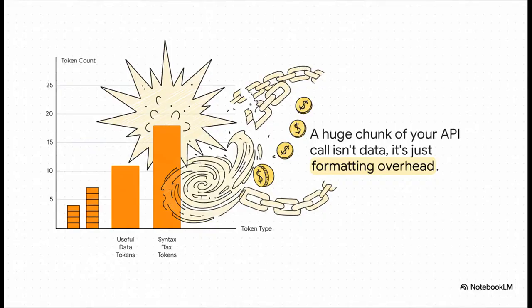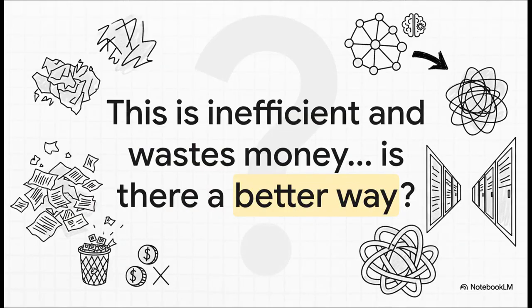You know, this chart just lays the problem out perfectly. Look at this breakdown of our API call. A massive chunk of what we're paying for, and the precious context space we're using up, isn't even our data. It's just the formatting. It is pure overhead. It's so inefficient. It wastes money, it wastes space. Which, of course, leads to the big question, come on, we're smart people, right? Surely there has to be a better way to do this.